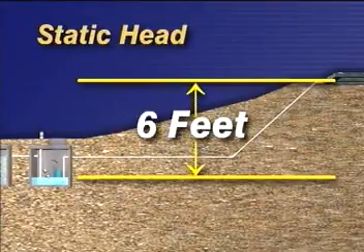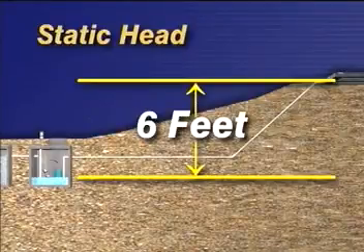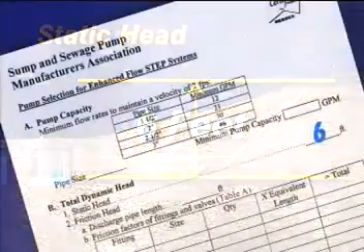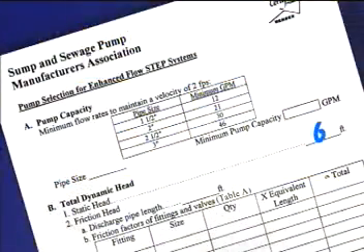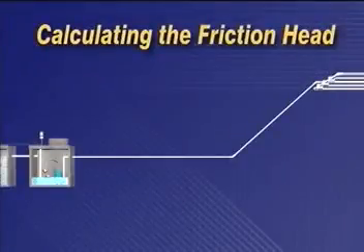A word of caution: the point of discharge may not be the highest point in the piping system. The pump selected must have a head greater than the highest point in the pipe system. For purposes of this problem, our static head of 6 feet should be entered into your worksheet for calculating total dynamic head. Friction head is the resistance to flow within the discharge system.